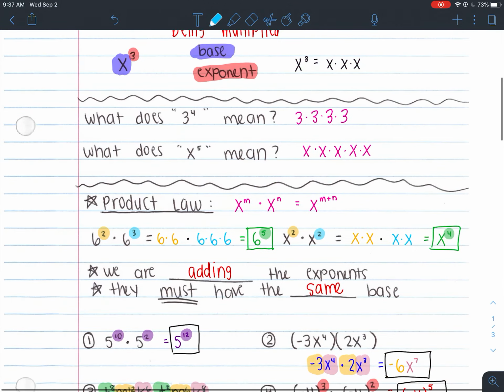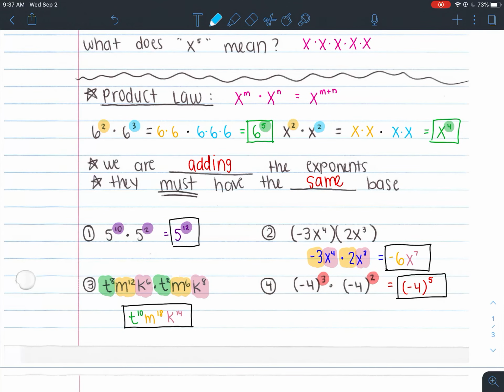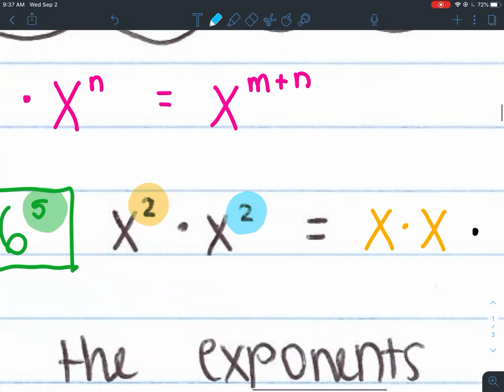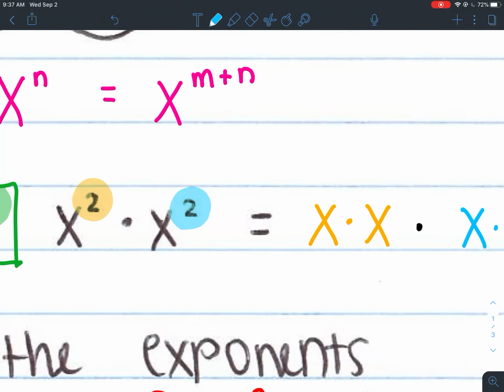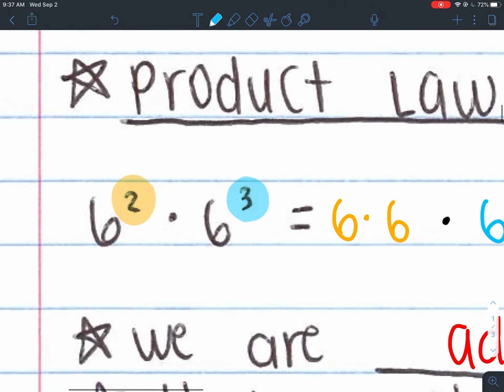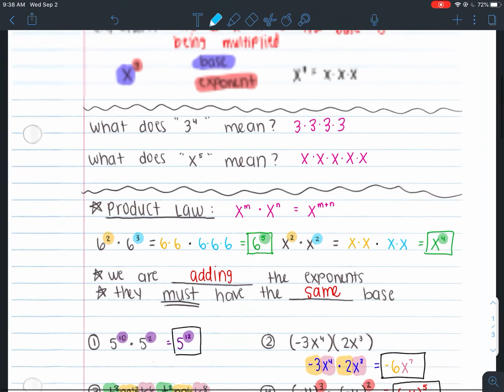Okay, so we've gone through 2 laws. We've gone through the product law, okay? The product law says if I have 2 bases, now there's no parentheses in these problems, then I can add the exponents together, right? So like here, I have x squared times x squared. I can add those 2's together and get x to the 4th. If I have 6 squared times 6 cubed, I can add those together and get 6 to the 5th.